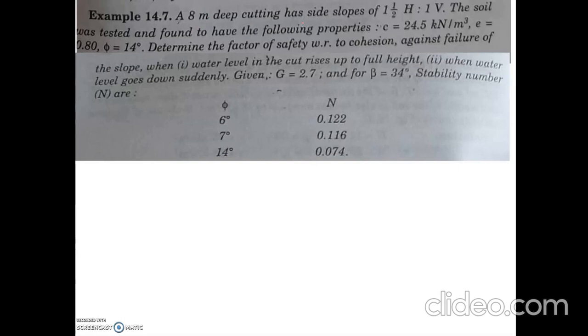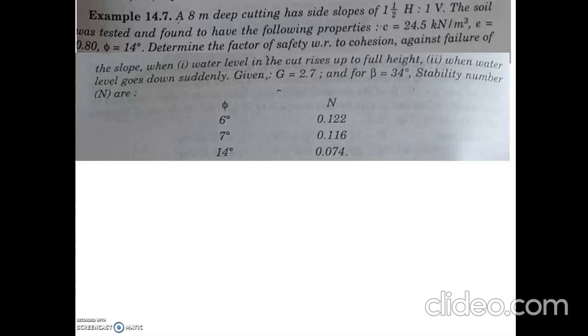A 8 meter deep cutting has side slopes of 1.5 horizontal to 1 vertical. The soil was tested and found to have the following properties. C is equal to 24.5 kilonewton per cubic meter. Voids ratio is 0.8. Phi equal to 14 degree. We will have to find what is factor of safety with respect to cohesion against the failure of slope when there are two conditions given.